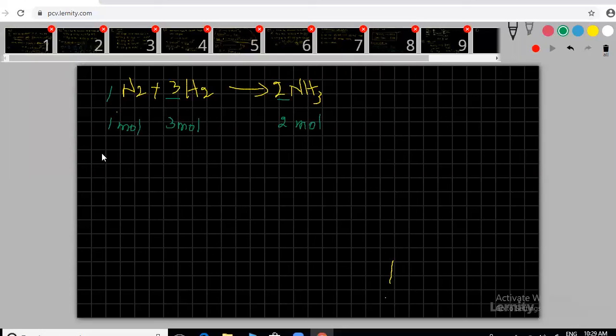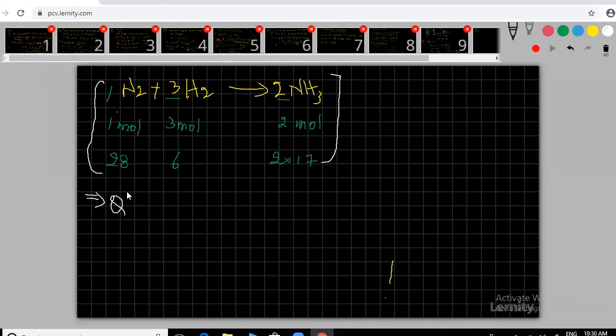1 mole. What is the weight of this one, sir? 28 grams. 3 moles weight, how much, sir? H2 is 2, so 6 grams. This is 2 into 17. This basic thing we have to know. In examination, they won't provide this. Understood? They won't provide this data in examination. You should be ready to solve this. If you know how to write this data, then we can proceed to the next step. Clear?